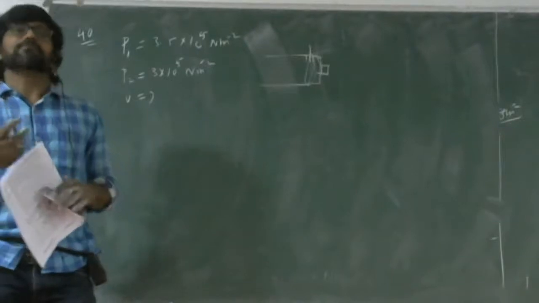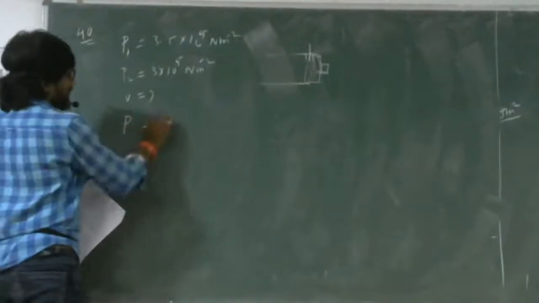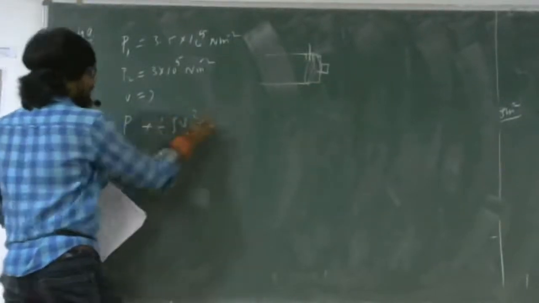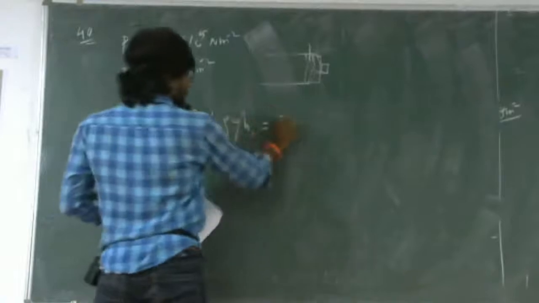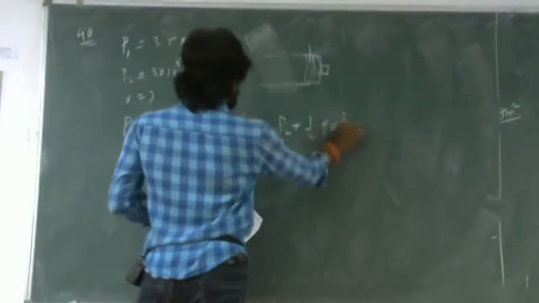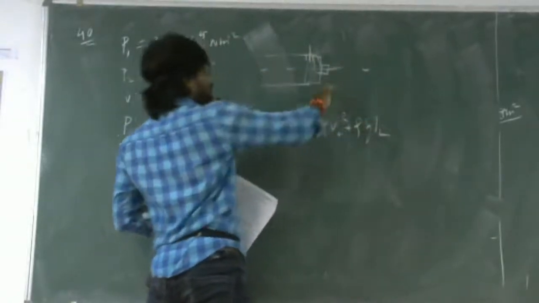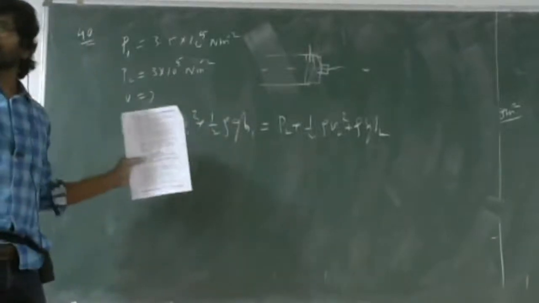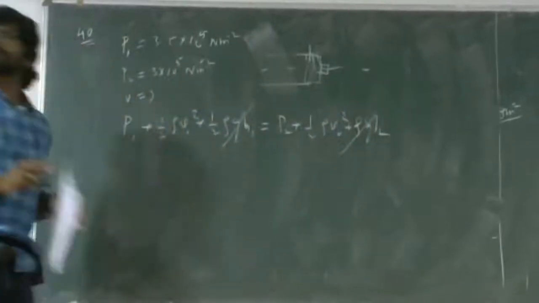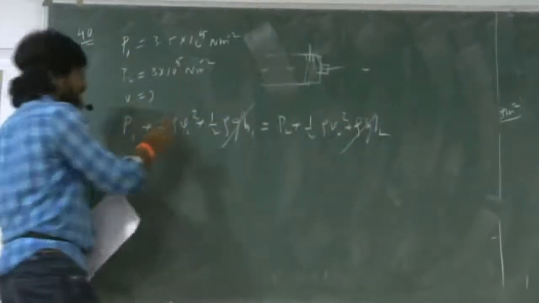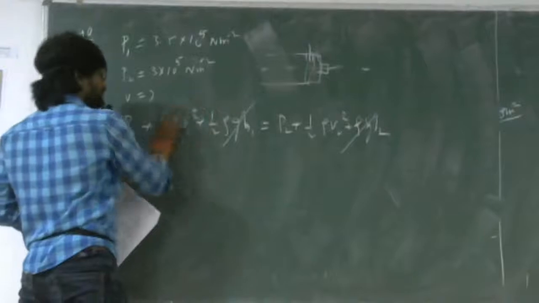Bernoulli's theorem. Bernoulli's theorem says that P1 plus half rho V1 square plus rho g H1 is equal to, once it is opened, P2 plus half rho V2 square plus rho g H2. Because before and after opening the valve, the liquid level and pipe level are the same, the heights have the same difference, so this minus this will be 0 and vanishes. Initially the valve is closed, in the first case it is closed and in the second case it is open, so initially the velocity is 0.